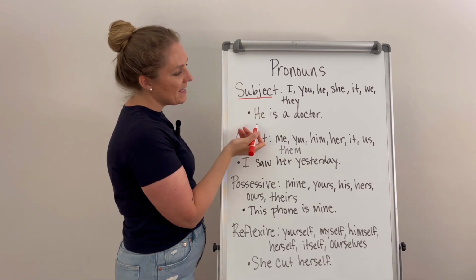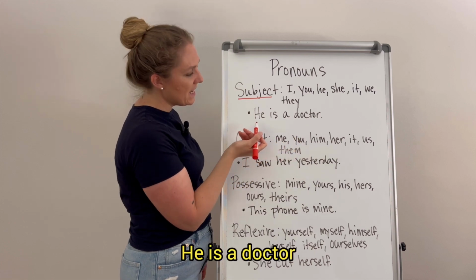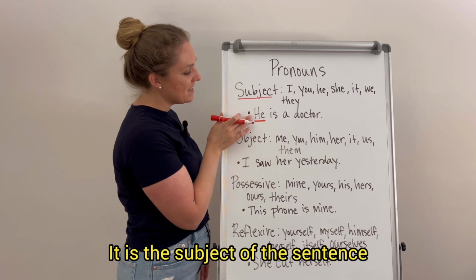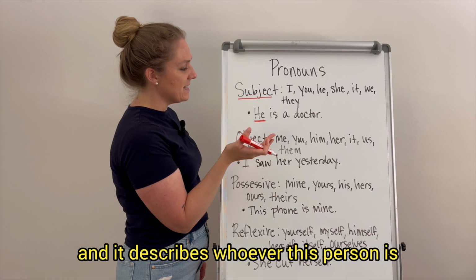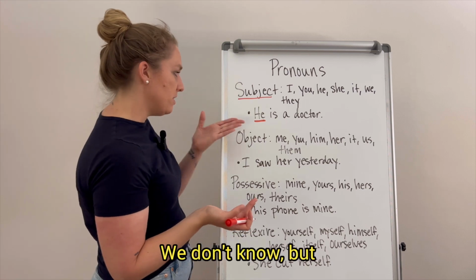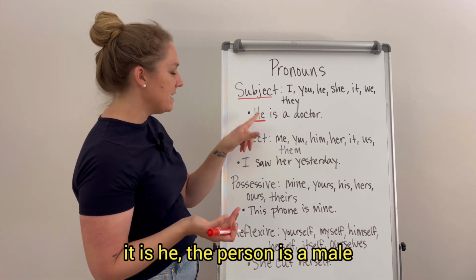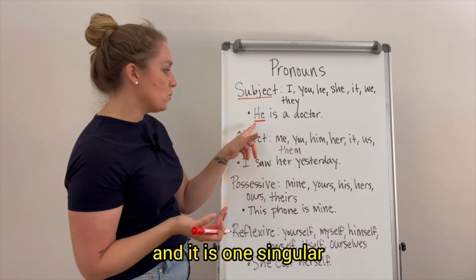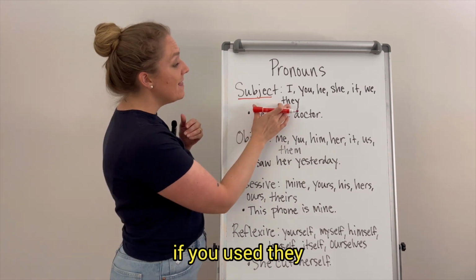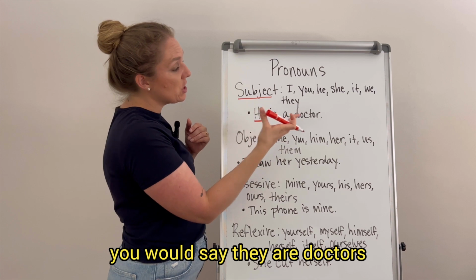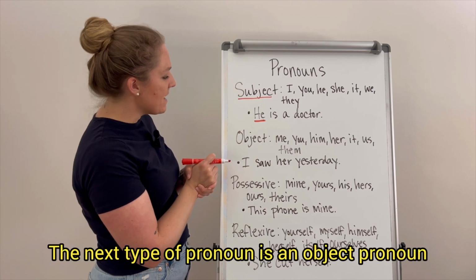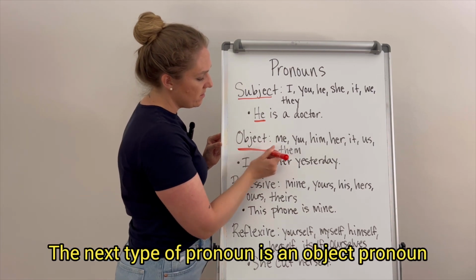For example, he is a doctor. He is a subject pronoun. It is the subject of the sentence, and it describes whoever this person is that the sentence is about. We don't know, but it is he. The person is a male, and it is one, singular. He is a doctor. If you used they, you would say they are doctors.